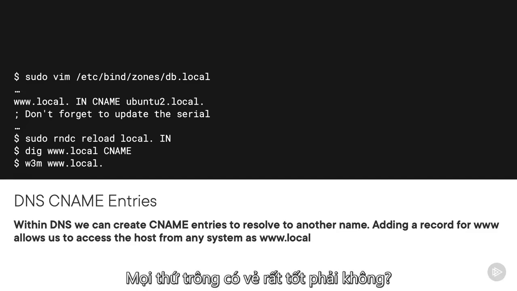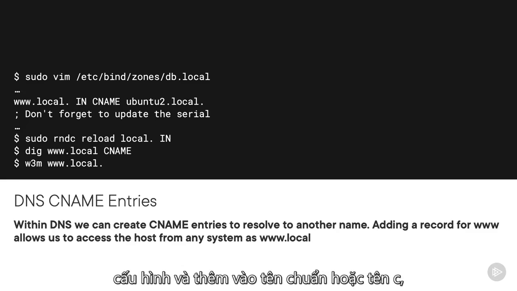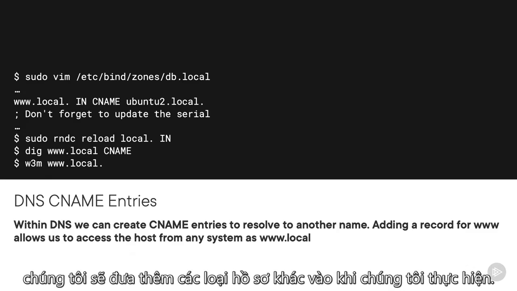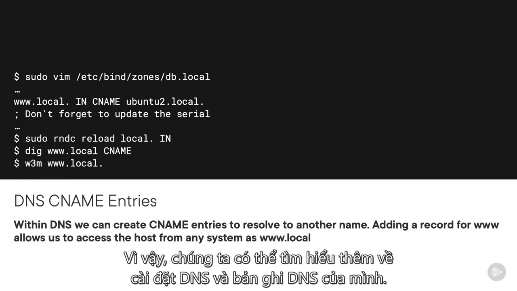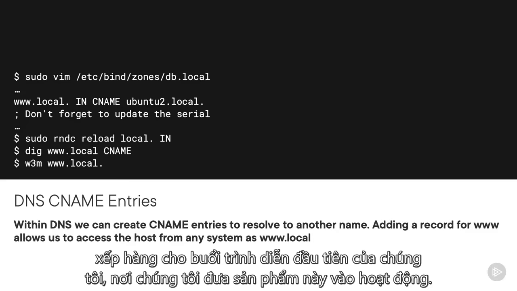All looking very good, isn't it? But what we really want to understand here is adding to our DNS configuration and adding in that canonical name or CNAME, which is our aliases, which we didn't look at when we looked at DNS before. But again, we'll be putting other types of records in as we go through so we can learn more about our DNS settings and DNS records. But for the moment, I really do encourage you to join me at the command line for our first demonstration where we get this up and running.